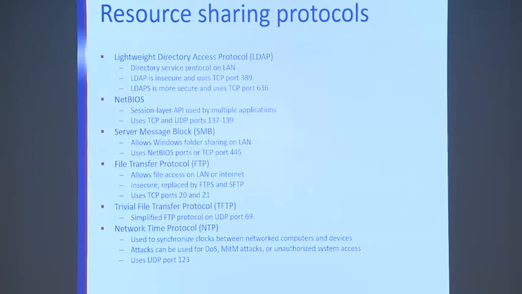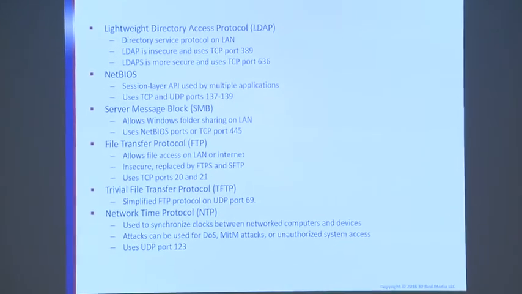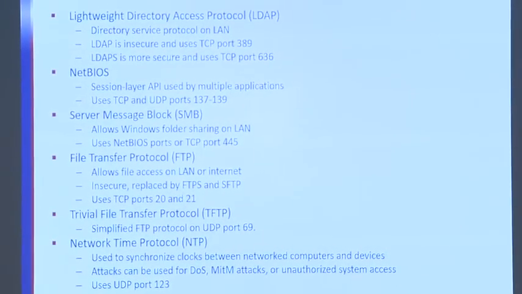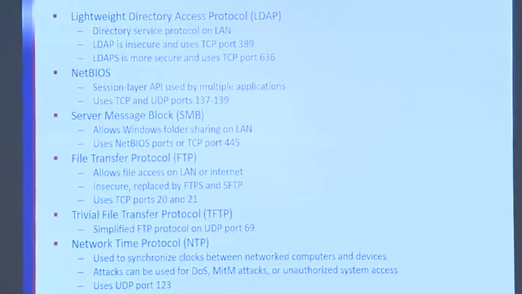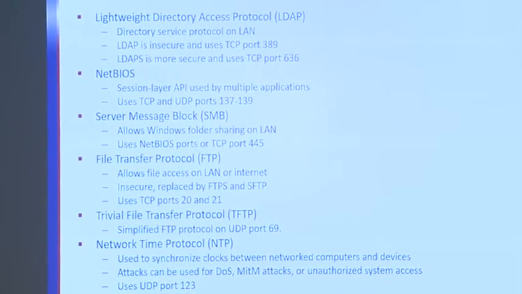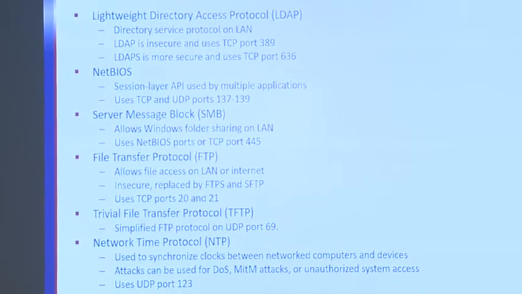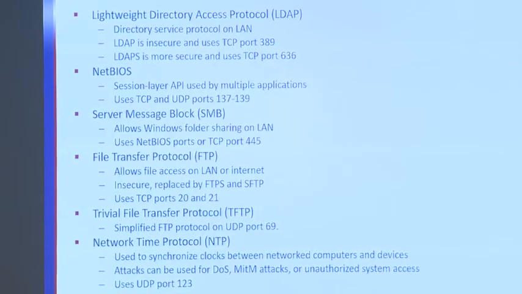We have a couple other resource sharing protocols. LDAP, the Lightweight Directory Access Protocol, has 2 different ports you need to know. The one that you really need to know is the secure port. The unsecure is using TCP port 389. The secure protocol is TCP port 636. NetBIOS is Microsoft's ability to use multiple applications. I would never use NetBIOS if I didn't have to, so you want to turn NetBIOS off on your computer. SMB, the server message block, is used for sharing folders in the Windows environment. SMB is using TCP port 445.